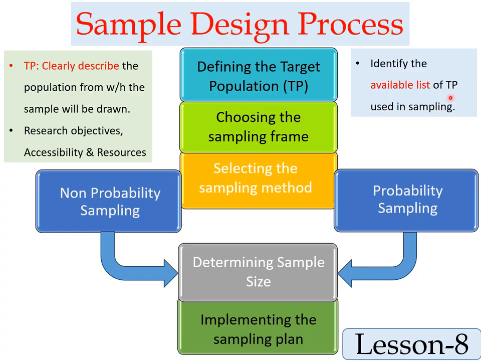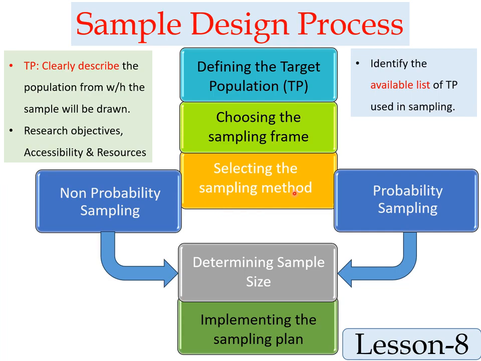Because if we consider, for example, the registered students as the population, then the updated list of the registered students, that means after removing the missed ones and after removing the duplications, gives us the sampling frame. That is the updated or available list of the target population, which is used in sampling. And after choosing the sampling frame, the next step is selecting the suitable sampling method based on different factors.